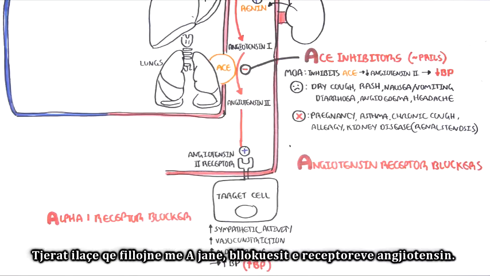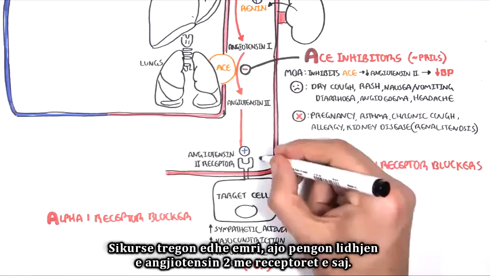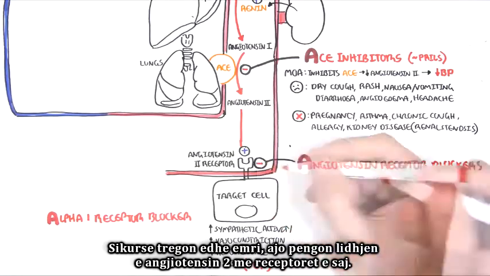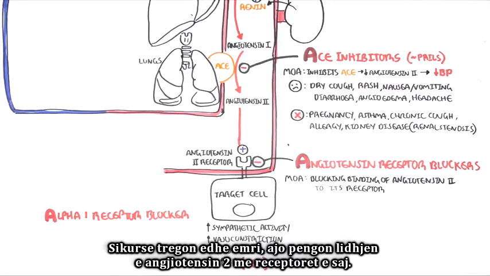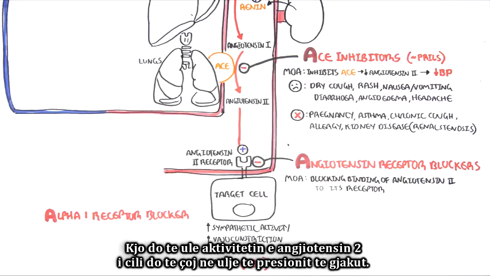The other medication that starts with A is the angiotensin receptor blocker. As the name suggests, the mechanism of action is that it blocks the binding of angiotensin 2 to its receptor, and so it will decrease the activity of angiotensin 2, which will result in a decrease in blood pressure.